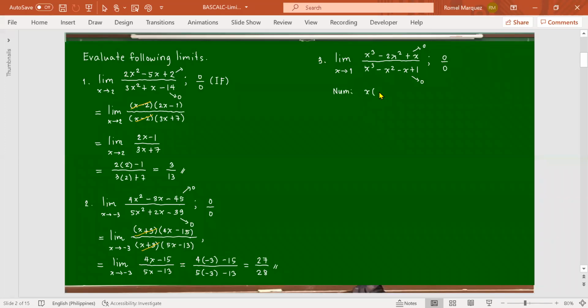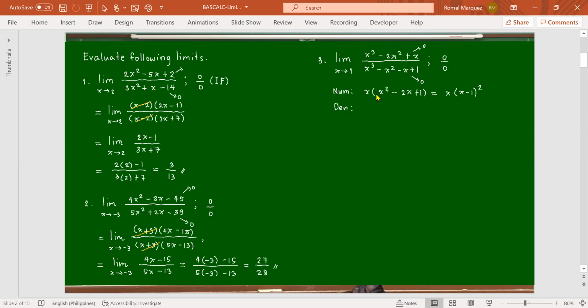x minus x squared minus 2x plus 1. Am I correct? Is that correct, guys? Yes po.